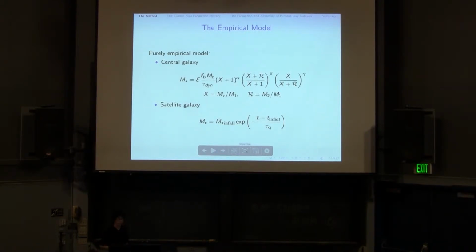And for satellite galaxies, we adopt a very simple tau model with a characteristic quenching timescale. We can make all those parameters redshift dependent, so that we can build up more sophisticated models.